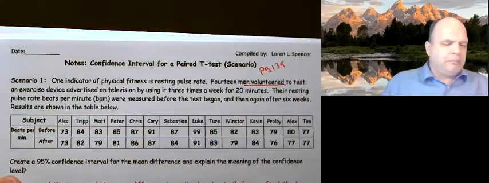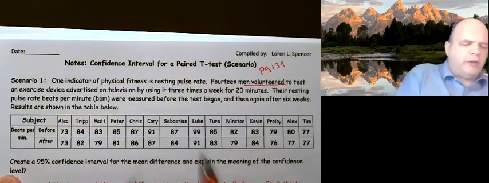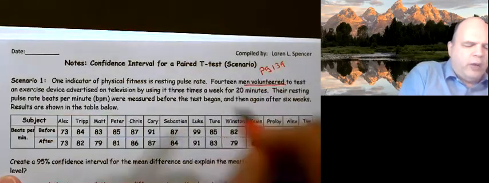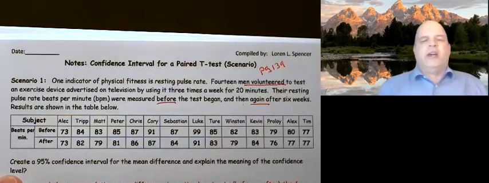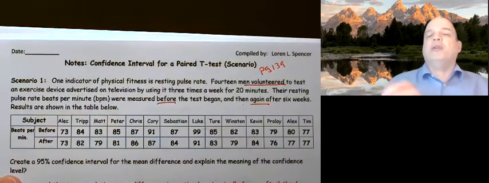An exercise device advertised on television claimed that by using it 3 times a week for 20 minutes... The resting pulse rate, beats per minute, was measured before the test began, and then again after 6 weeks. So we have a before and after. So this is beginning to sound like we're working with a paired test. Once again, before and after, or someone tested twice, looking paired.